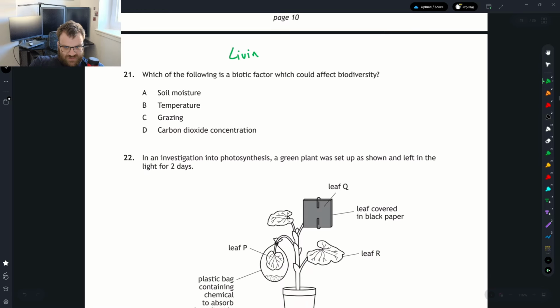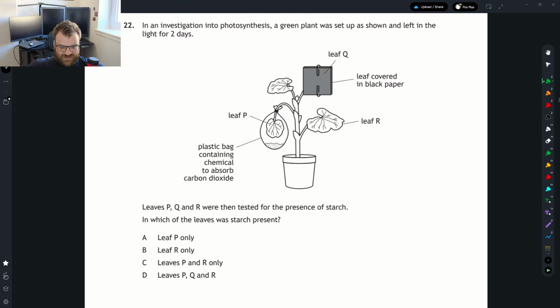Let's go on to this one, which is to do with a living factor. Moisture is to do with water, which isn't alive. Temperature is to do with heat, which isn't alive. Grazing is to do with animals eating the grass and the plants. That will be to do with living organisms. Then we just have a gas concentration, which is not living. They would all be abiotic or non-living factors.